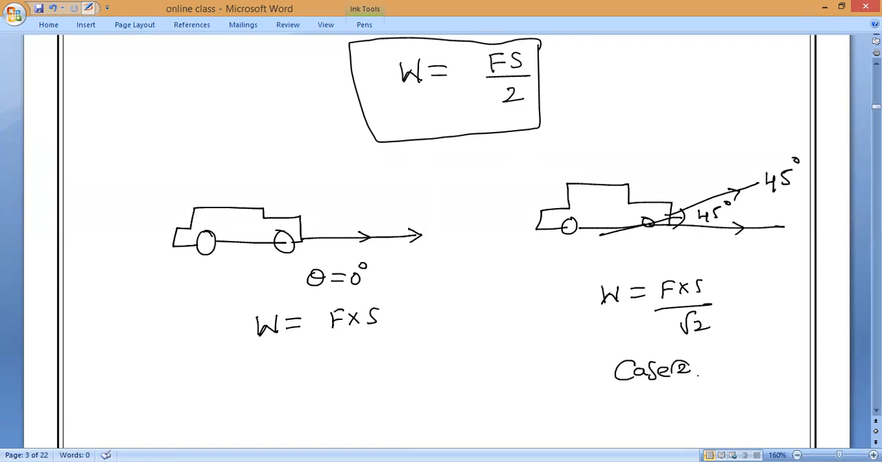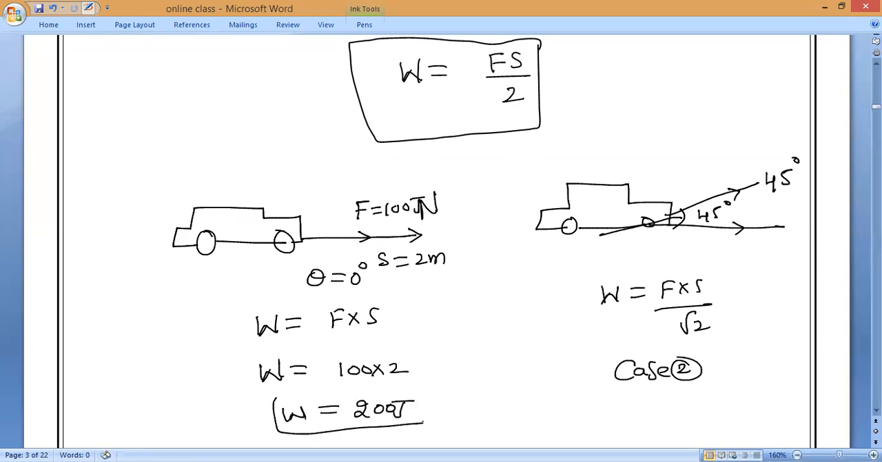For example, observe very carefully, applied force is 100 newtons and displacement will be 2 meters. Now total work done, tell me how much it is. Work done is equal to 100 into 2, which is 200 joules. Now apply the same thing here. Force is 100 newtons and displacement is 2 meters. Now the work done is equal to how much?